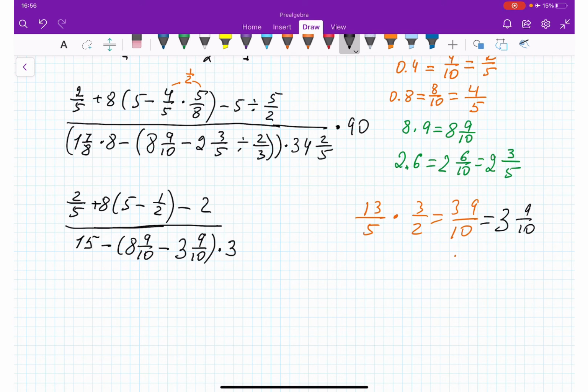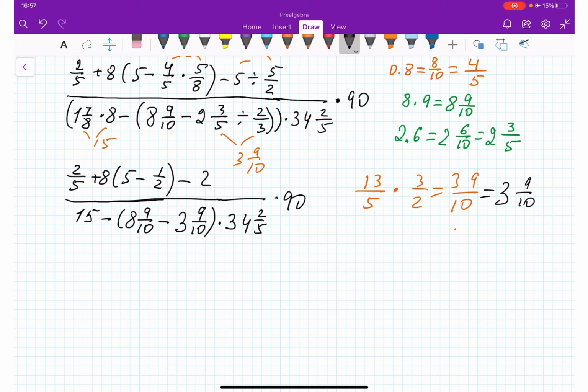Times 34. Okay, let me write down this one. It's going to be 3 and 9/10. This is going to be 15. Okay, and this is going to be how much? 2. Okay, so 34 and 2/5 times 90. Yes? Okay, next what we're going to do, we're going to subtract. I'm going to do 5 minus 1/2. 5 minus 1/2, it's going to be 4 and 1/2. There is nothing to subtract, right? It's very easy. We can do it in mind.